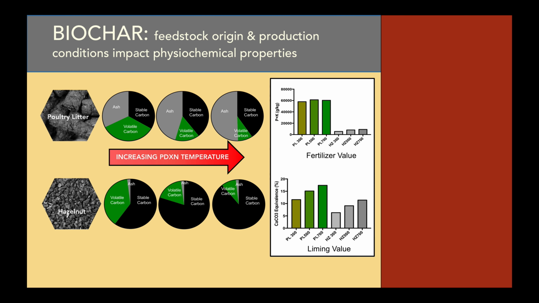So, for a farmer who's trying to address a nutrient deficiency or mitigate acidic soil, this means that poultry litter biochar, which is shown here in green, is probably a better product for their specific needs because it has a higher fertilizer value and it has a higher liming value than the hazelnut char, which is shown in gray. Now, this diversity is really neat because it allows us to match a specific biochar with a specific soil deficiency.